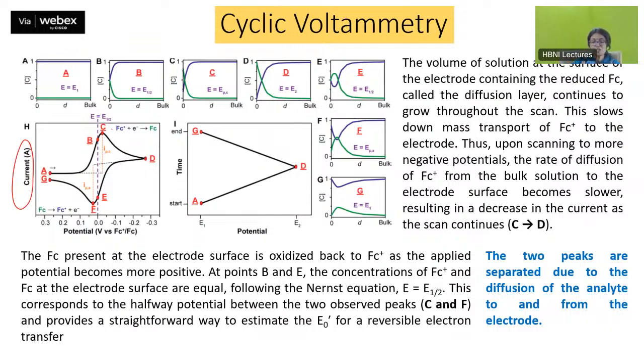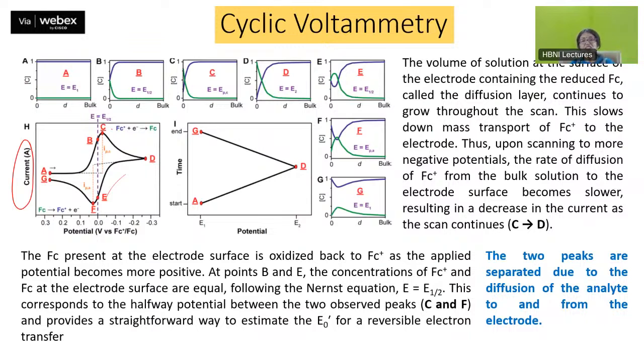So now the Fc which is present at the electrode surface is again going to get oxidized back to Fc plus as the applied potential is becoming more and more positive. Now your potential is getting more positive as it is moving from D to this portion. So at points B and E, what is happening? The concentration of Fc plus and Fc at the electrode surface are equal. So that is as per the Nernst equation.